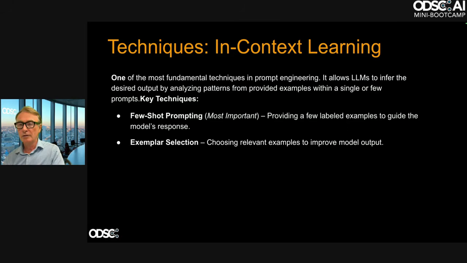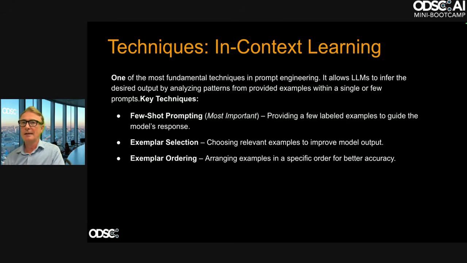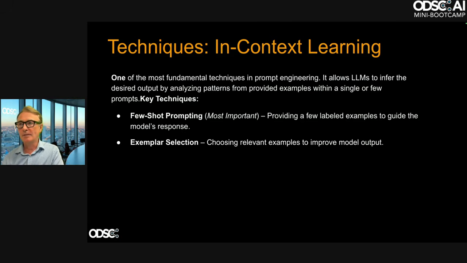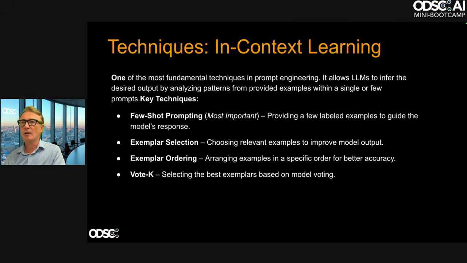So again, there's few shot prompting. We talked about that. Exemplar selection, choosing relevant examples that improve the model outputs. There's exemplar ordering. There's vote K, where you select. We use this actually a lot, where we could just give it like 5 correct answers. We'll say, here's 100 good examples, and here are 5 of the best.